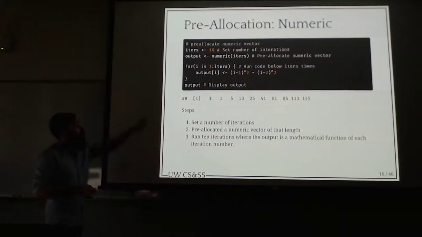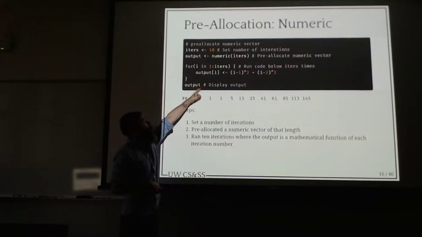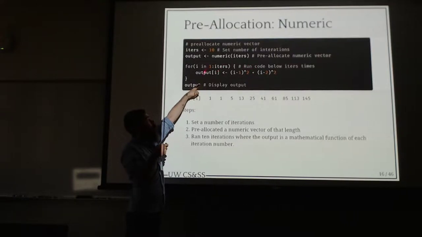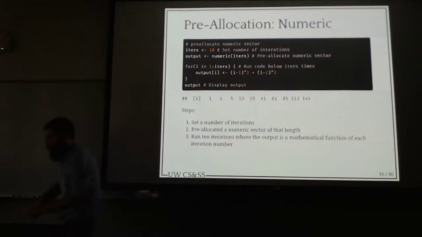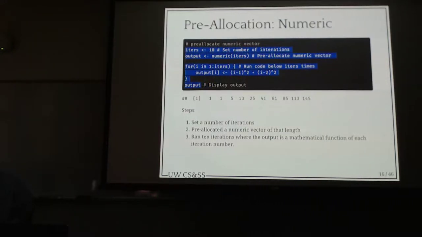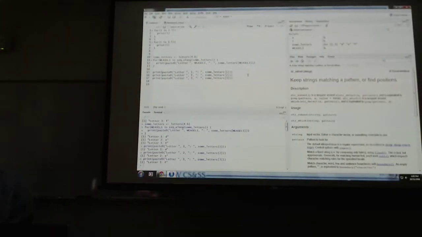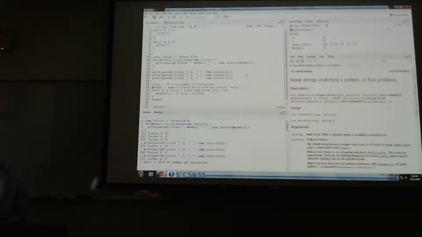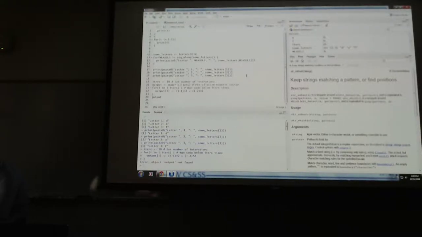Great question. So if I had not pre-allocated this, it's going to be attempting to set this mathematical function as the value of output 1. Well, output doesn't exist at all. So if I go over to, let's grab all this code. Today's a good day for copying and pasting a bunch of code in here. Okay. So I'm not going to create output. I'm going to create iterations. If I do this, it's just going to say object output not found.